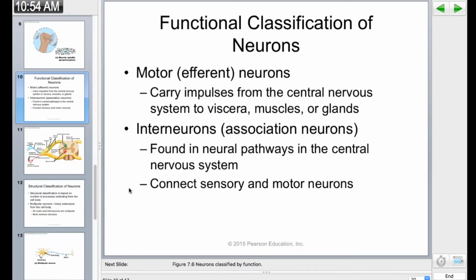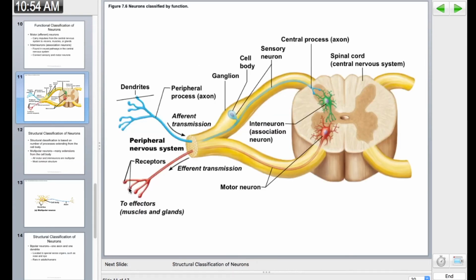Let's look at the motors real quick. The motor, or the efferent neurons, carry the information from the central nervous system out to the muscles and the viscera, saying, hey, dum-dum, get your hand off of the hot burner. And then, as I addressed before, the interneurons are the go-between between the sensory and the motor neurons. They are only found in the central nervous system. That picture again, I've shown this picture to you twice. It's figure 7.6. You may want to be familiar with this.